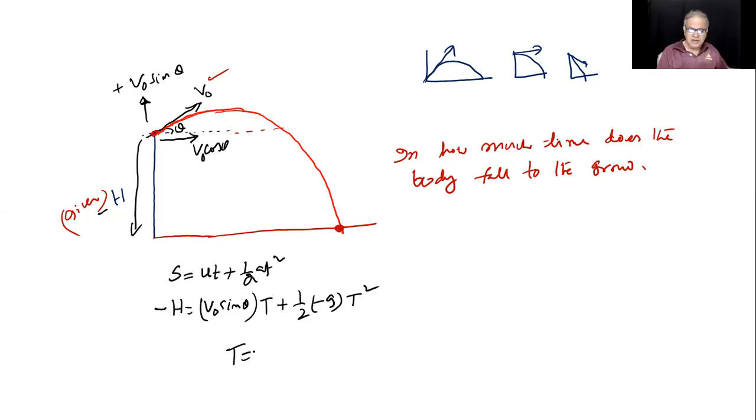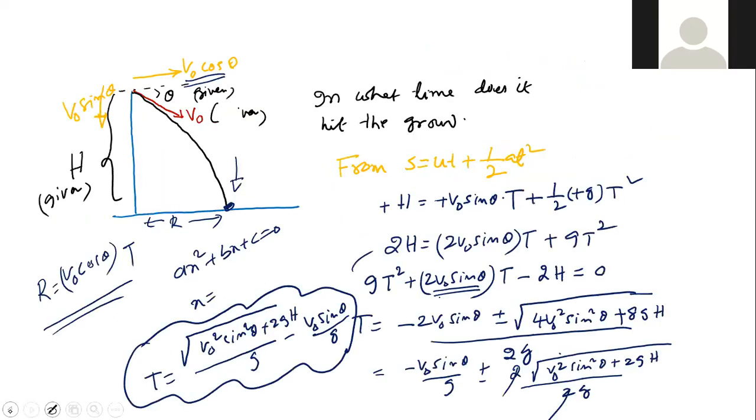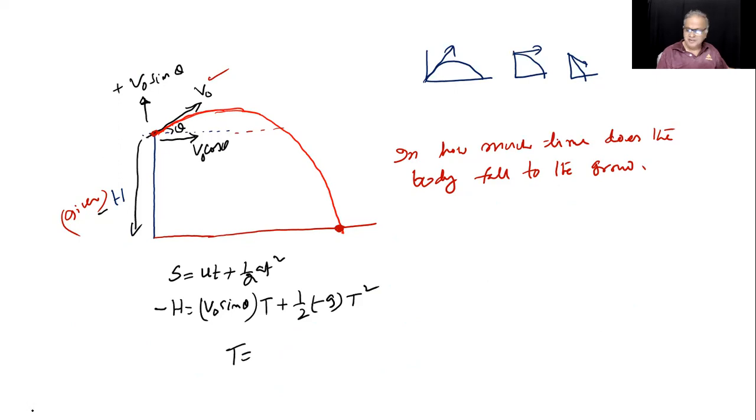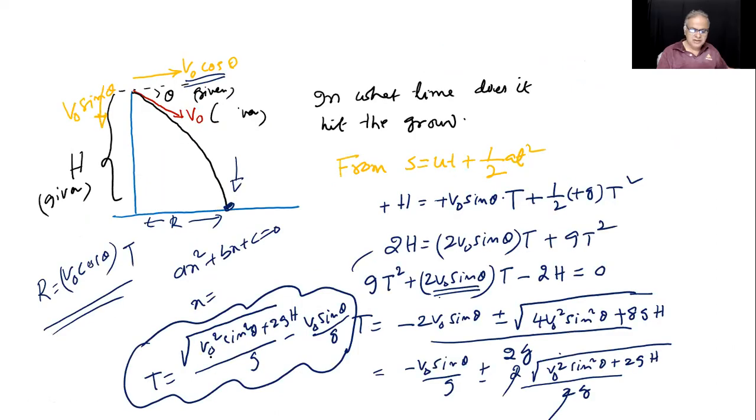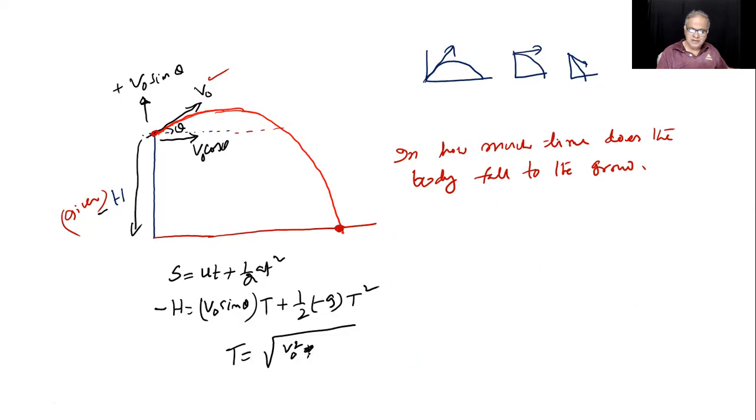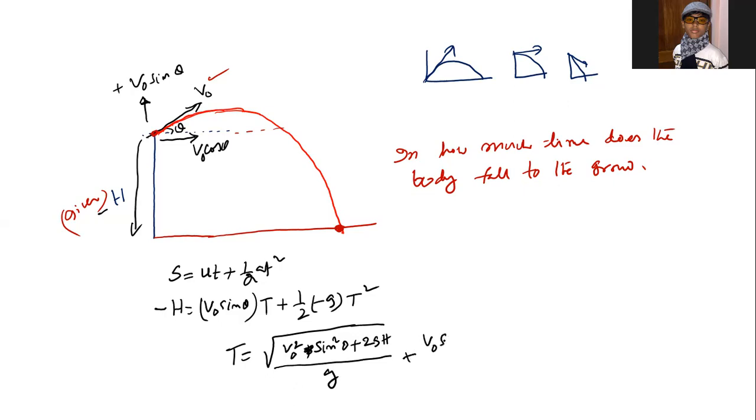You can solve this for T and tell me what you get. It will be similar to this. Probably you might get plus here. Do you understand? V0 square, what is it? V0 square sine square theta plus 2gh by g, plus V0 sine theta by g. You might get that.